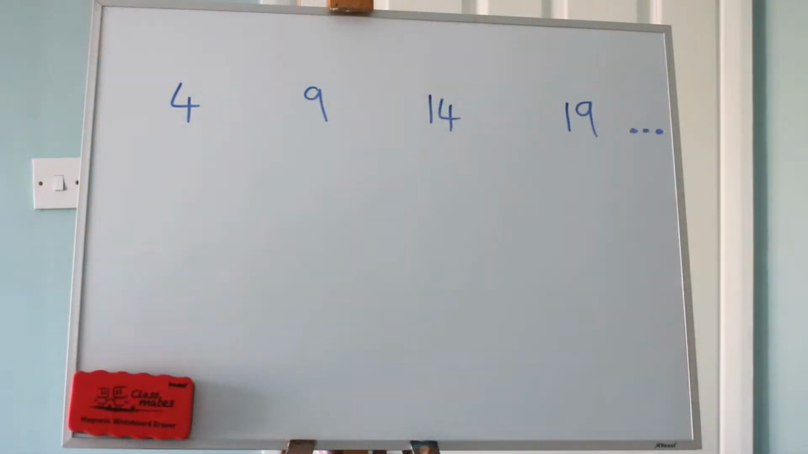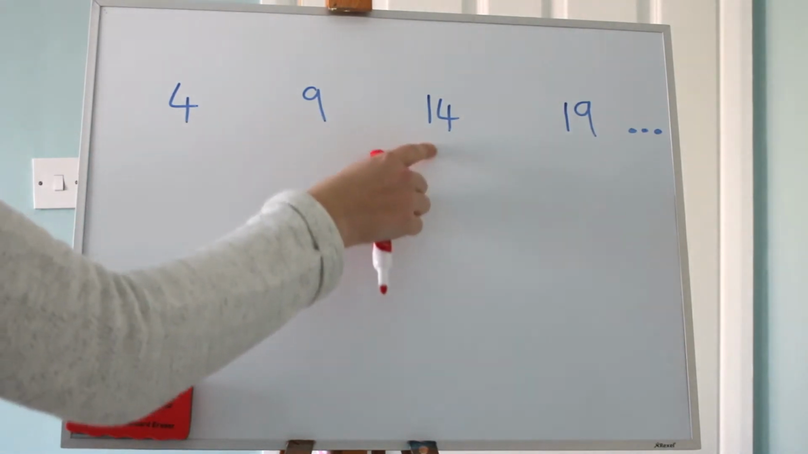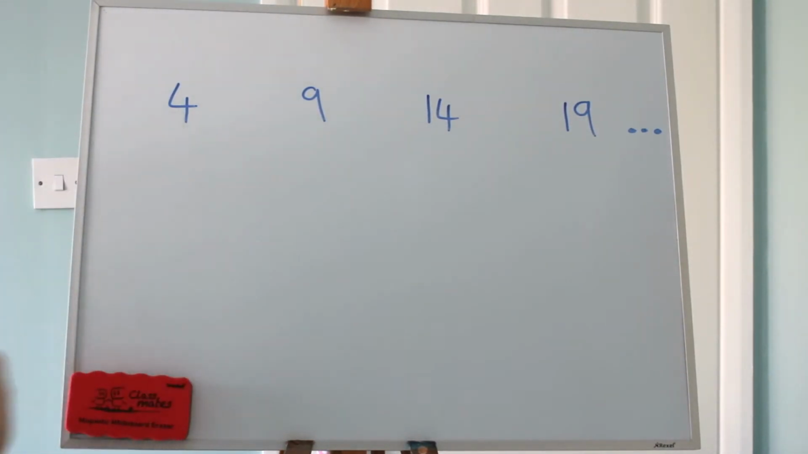If you're ready, let's get started. So here we have a very basic arithmetic progression or sequence, and that just means we're starting with a number and adding the same thing every time, which you can see is 5 here.